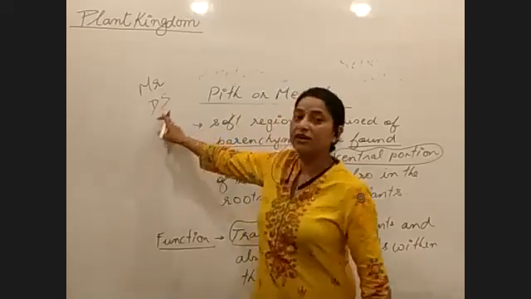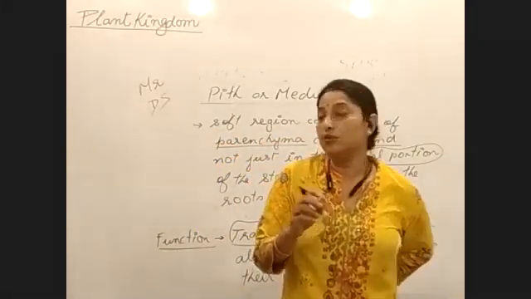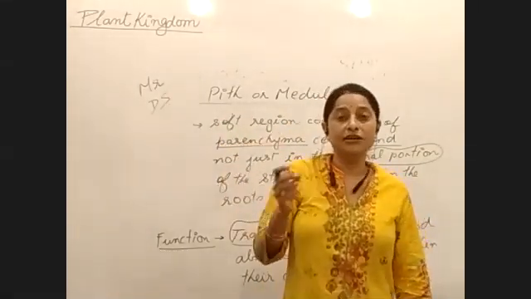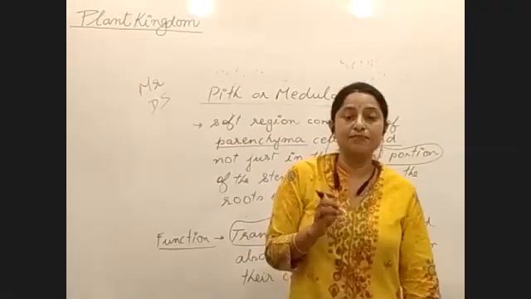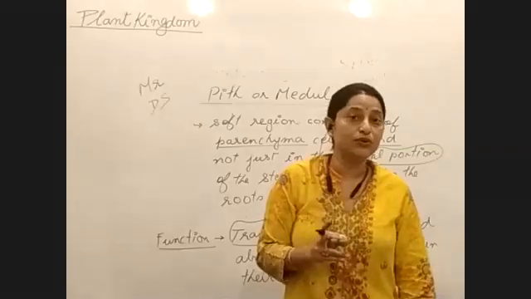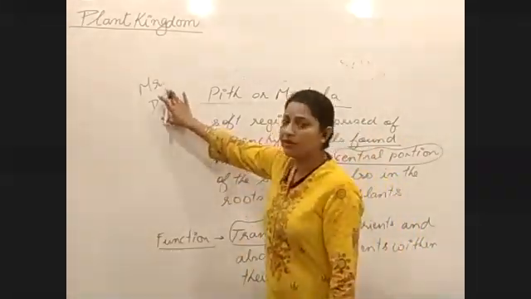monocot root, dicot stem. There we see the pith, right? Where do we see it? Monocot root and dicot stem. So this is one way to remember. So anatomy questions come: pith is present in monocot root or monocot stem? It is present in monocot root. Dicot stem or dicot root? Pith is present in dicot stem. So this is one way of remembering.